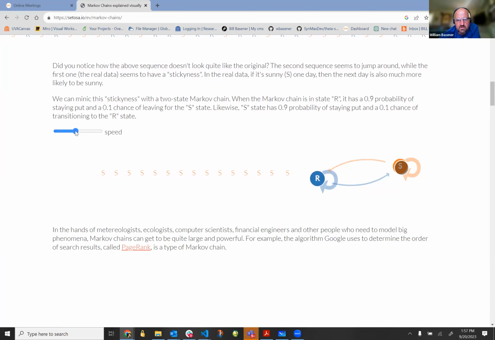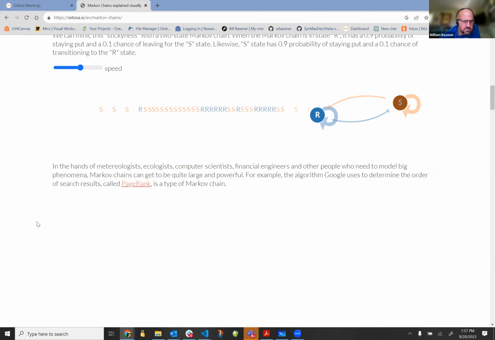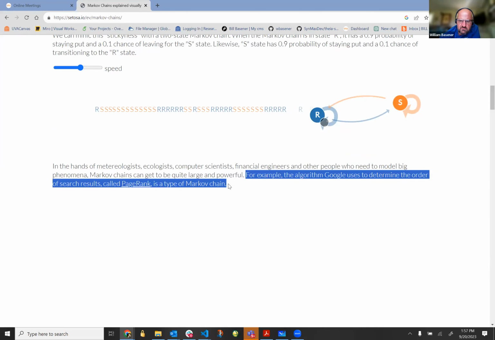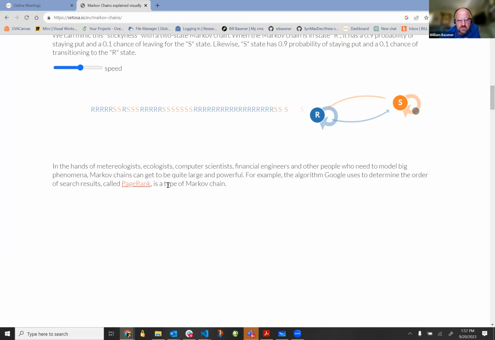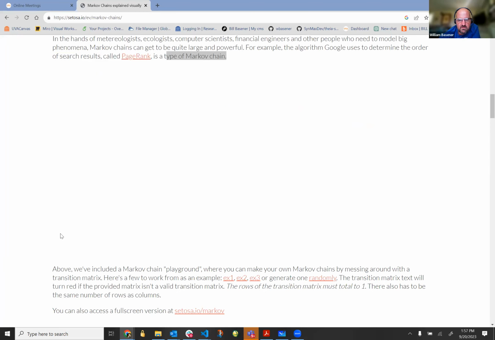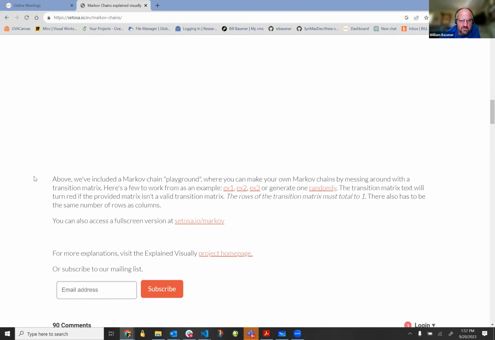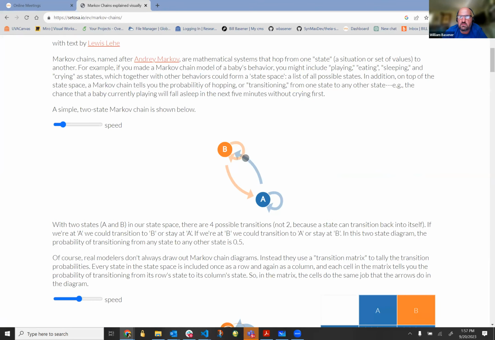So let's let this run a little faster. So you can see it's staying sunny, switches to rainy, it'll stay rainy for a little bit, right? Anyway, you can see the pattern here. Okay. And just as an interesting thing, the algorithm Google uses to determine the order of search results is called PageRank. It's a type of Markov chain. So this is an important, powerful system. And that little diagram, that little setup there, is about all you need to answer this question.